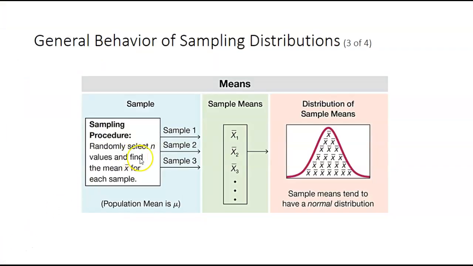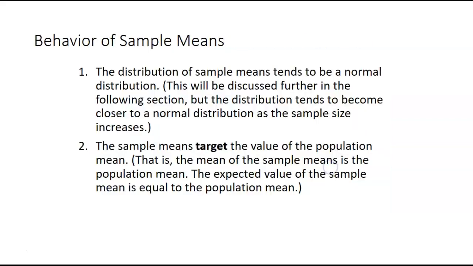So this is just a slide showing basically what we went through with the simulation. We selected n values and found the sample mean for each sample. We record those sample means and then we plot them and we see that it does give us that normal distribution. So to summarize, the distribution of sample means tends to be a normal distribution, regardless of what we start with. And the distribution tends to become closer to a normal distribution as the sample size increases.